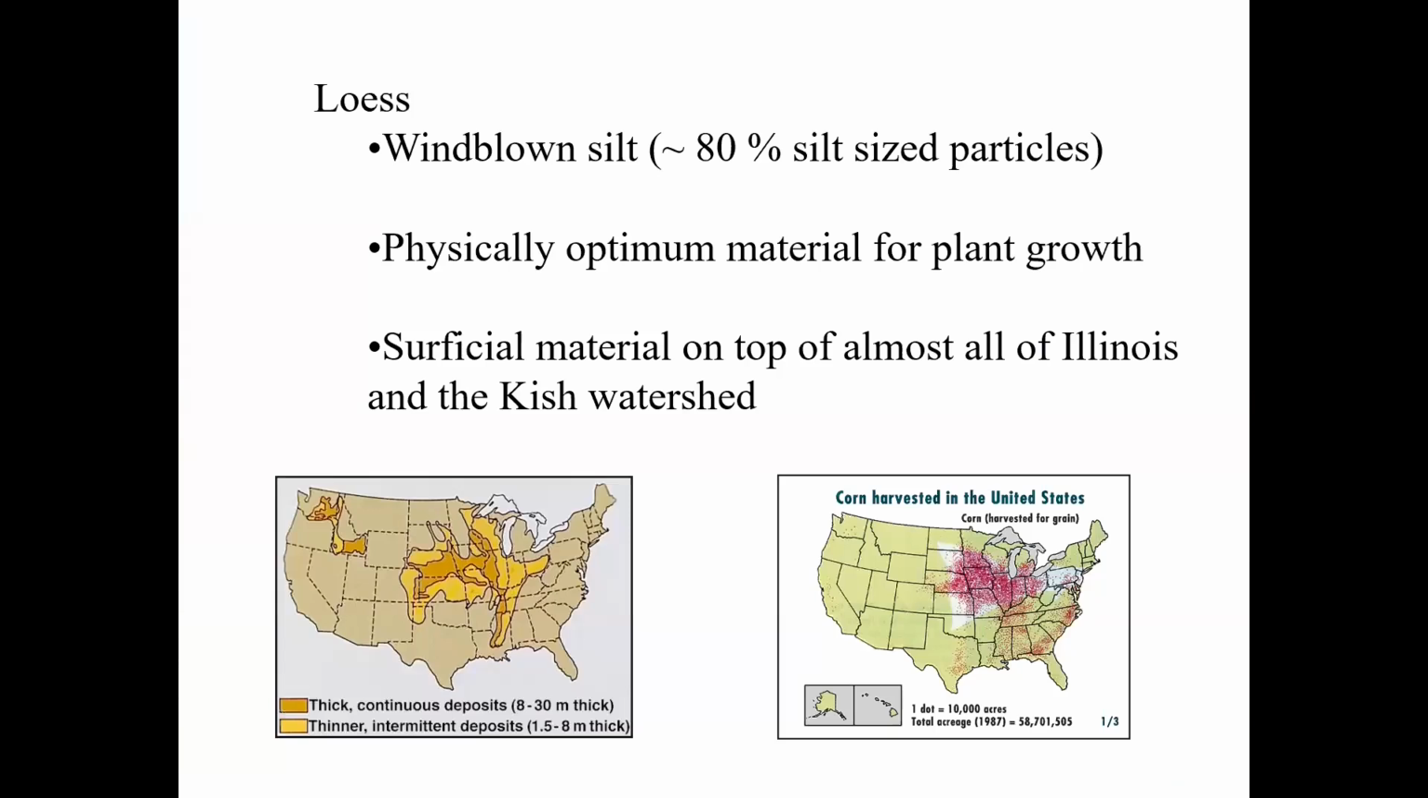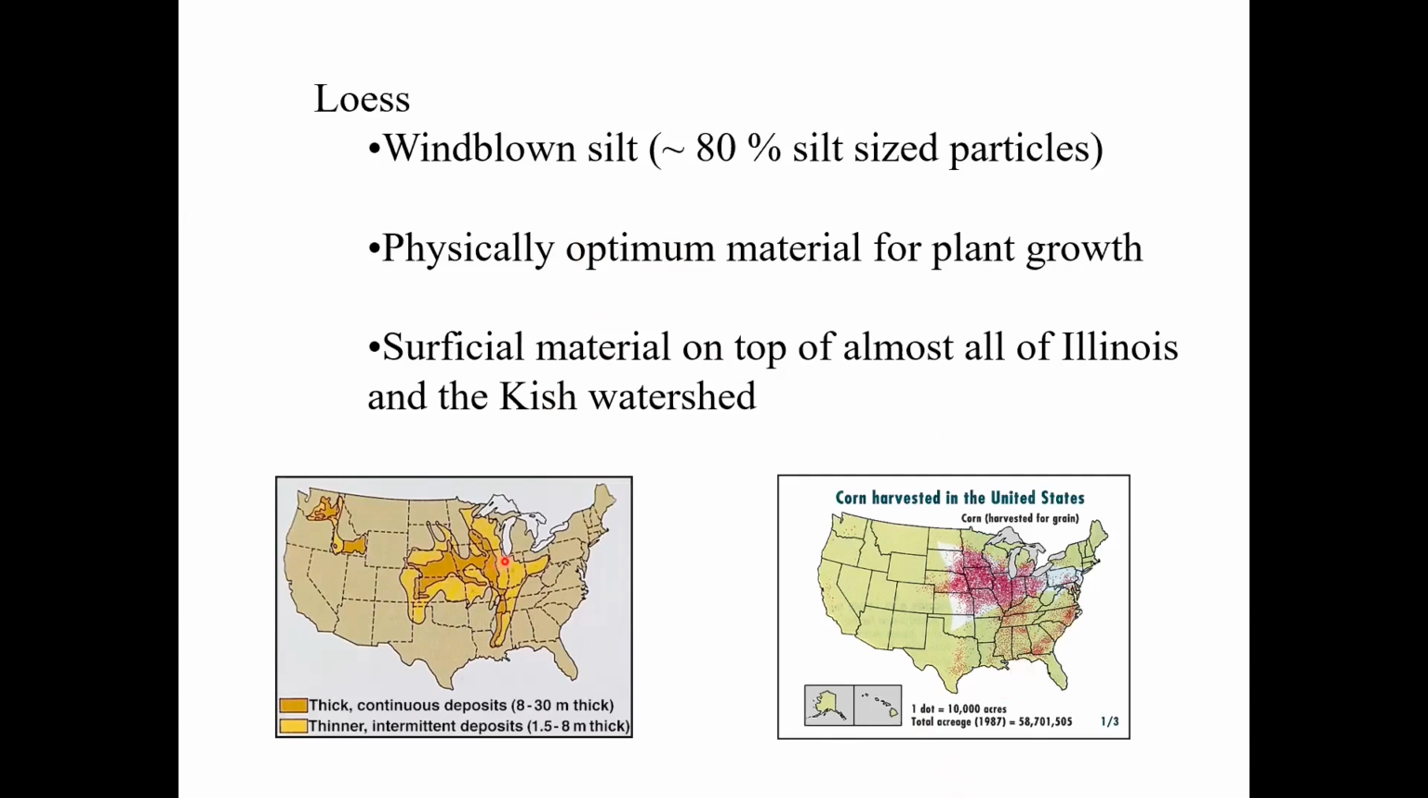The last sediment that got deposited that I want to talk about that's really important because it's what led to the agricultural productivity is a material called loess. It's a German word. It refers to windblown silt. And it turns out silt is the perfect material to grow plants in. So it's the surficial material in most of the watershed and in fact, most of the Midwest.